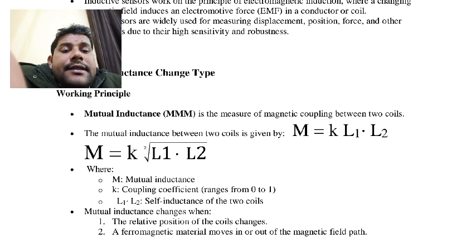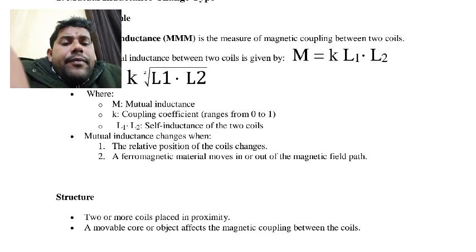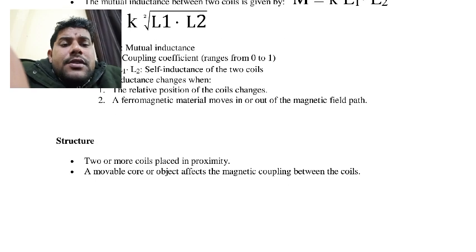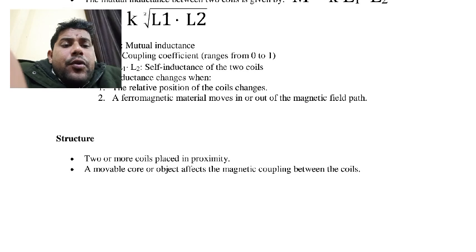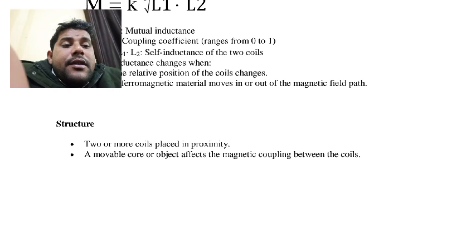Mutual inductance changes when the relative position of the coils changes, or a ferromagnetic material moves in or out of the magnetic field path. Structure: two or more coils are placed in proximity. A movable core or object affects the magnetic coupling between the coils.